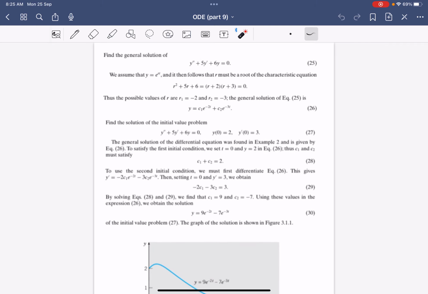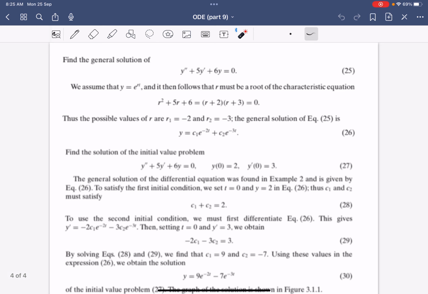Now let's take a look at how we use this technique in solving second order linear homogeneous differential equations. First we need to find the general solution of this ODE. We first assume that y equals e to the power rt, and r must be a root of the characteristic equation, which is r squared plus 5r plus 6 equals 0. This allows us to find that r1 is minus 2 and r2 is minus 3. So the general solution is c1 e to the power minus 2t plus c2 e to the power minus 3t. This is a very quick technique in solving the second order ODE.